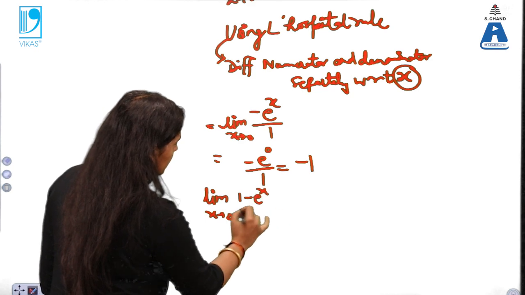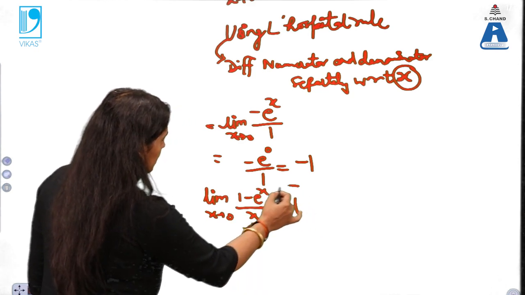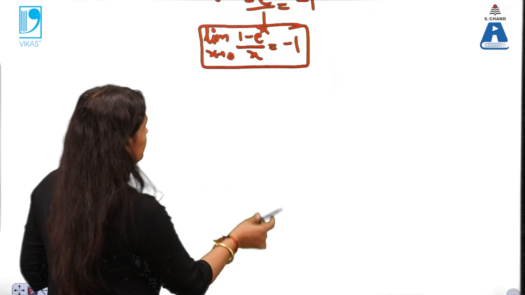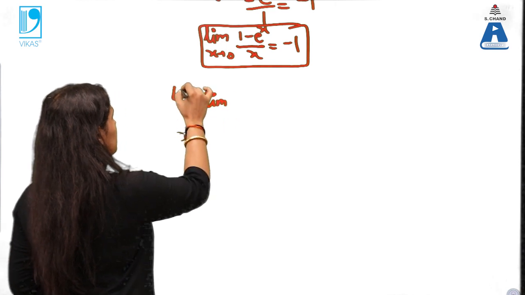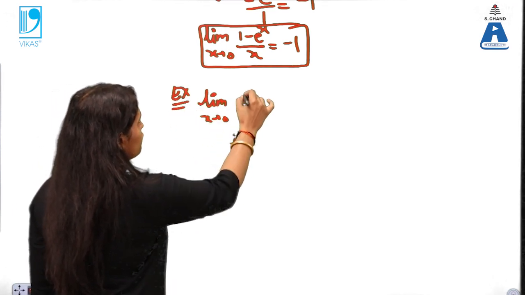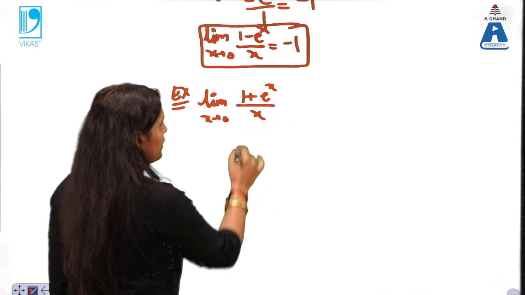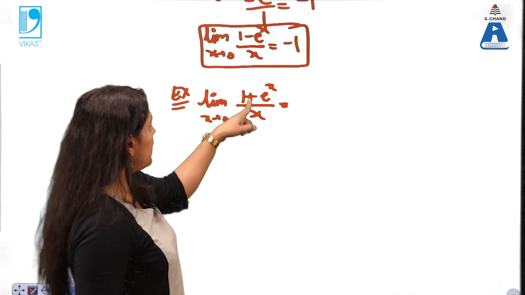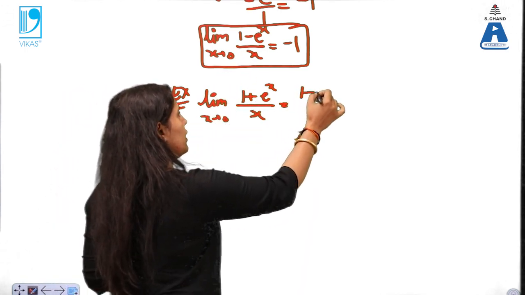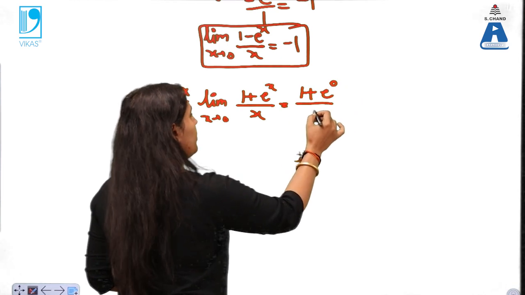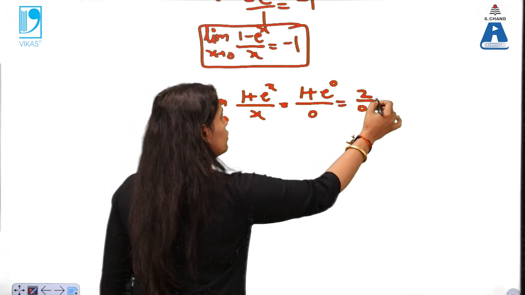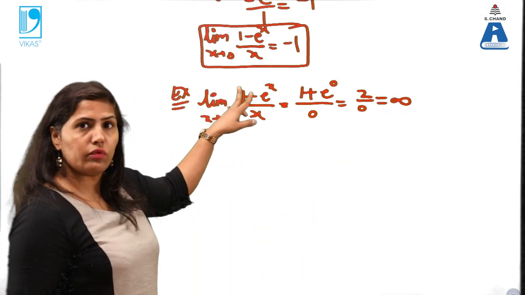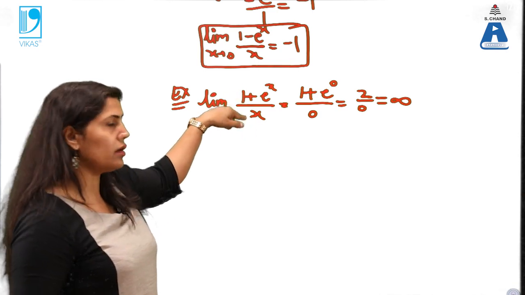Many a times we use it directly, that this limit is minus 1, and if I change it, there is another formula also. These are very useful formulas. If I just change it, now you can see this formula is for minus, and 1 plus e to the power x, this is 1 plus e to the power 0 upon 0. So, this is finally 2 by 0. It means this limit is infinity, and if you do it by L'Hopital, this is not that indeterminate form.